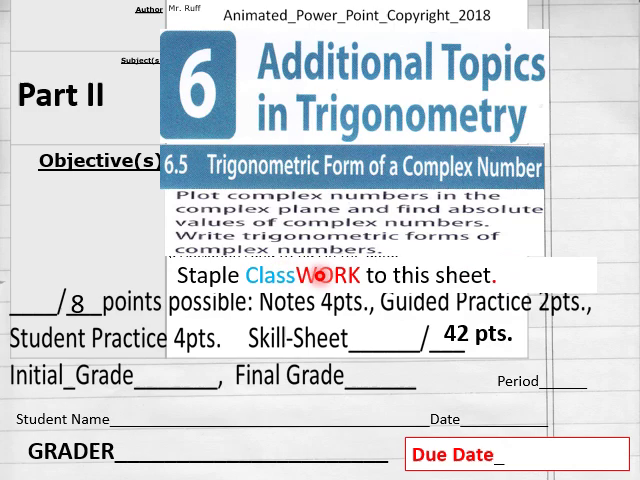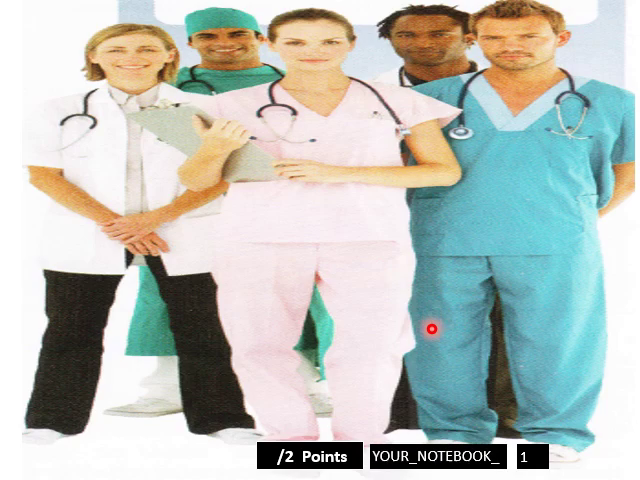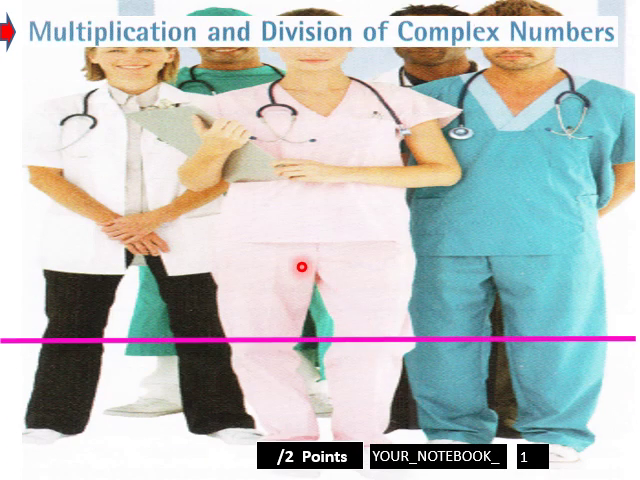And today as classwork, students, you have 8 points that go into your notebook guide, and then 42 points that will go into your classwork sheet. Hopefully you have your classwork sheet, your homework guides, and your notebook guides ready to go. No bell work today, so we go right into the notebook.